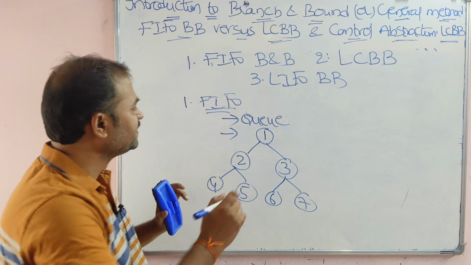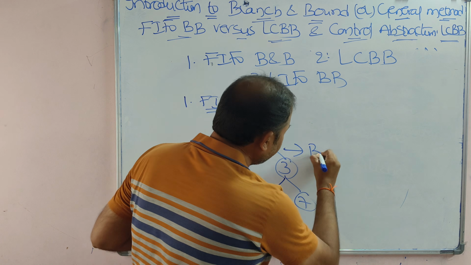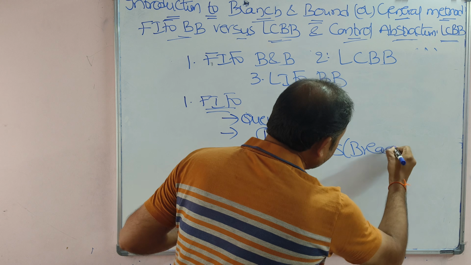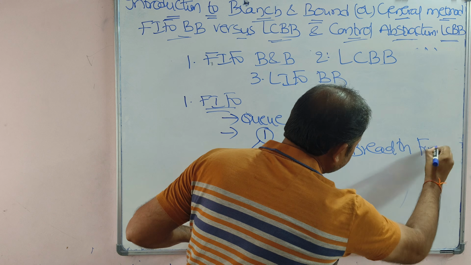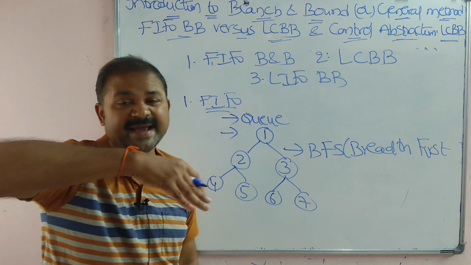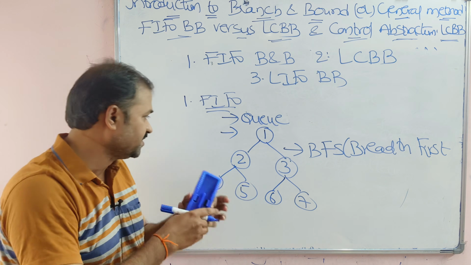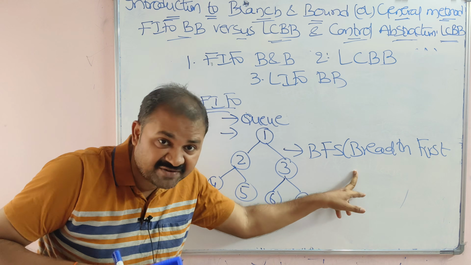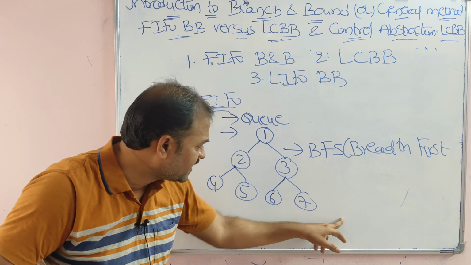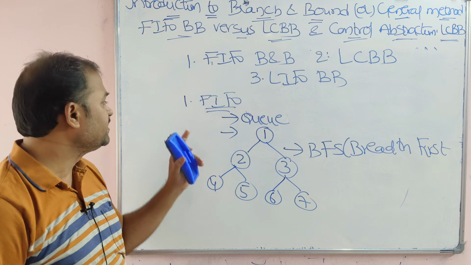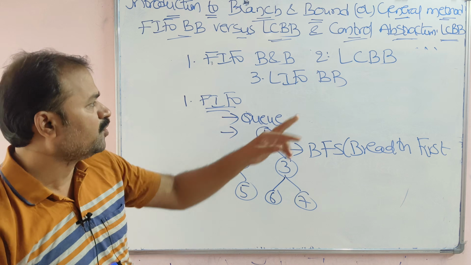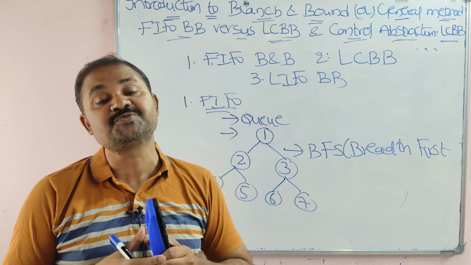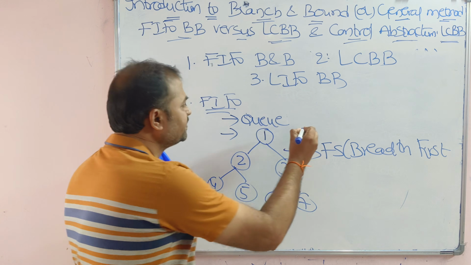So we can say that FIFO works based on the BFS policy. BFS means breadth first search. FIFO means level by level exploration will be done. First the level 0 node, next the nodes at level 1 will be explored, and next the nodes at level 2. So this is about what FIFO is. Now let us discuss LCBB. LCBB means least cost branch and bound. It uses a priority queue.